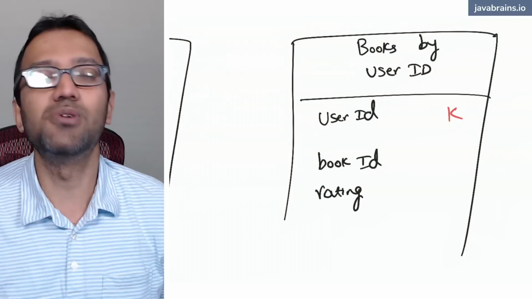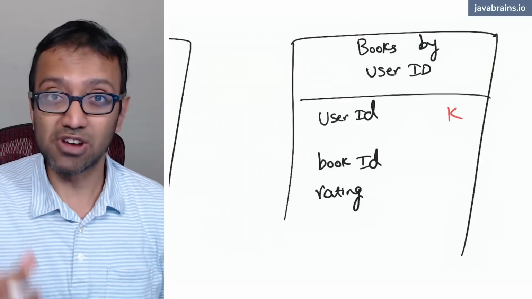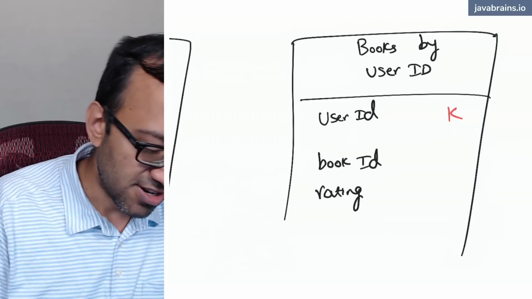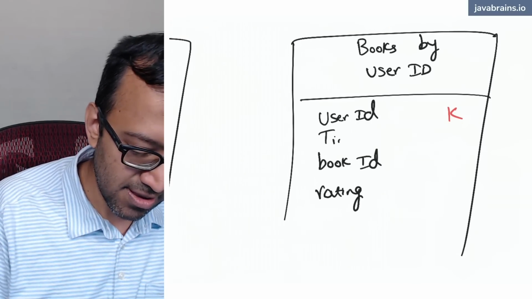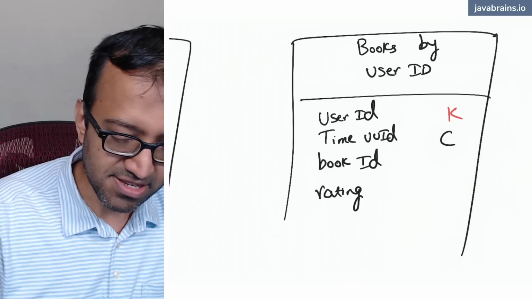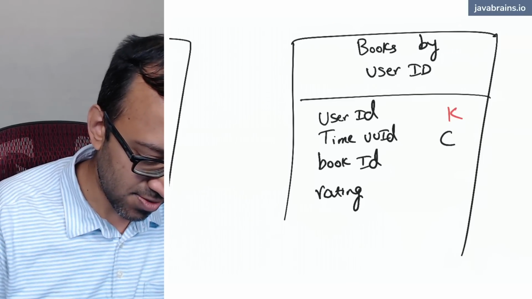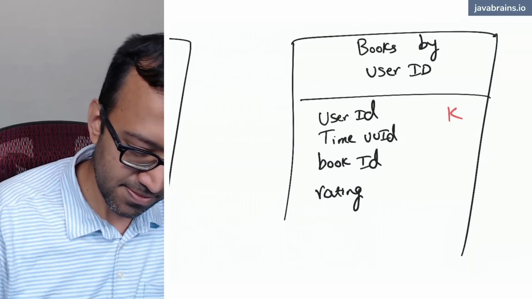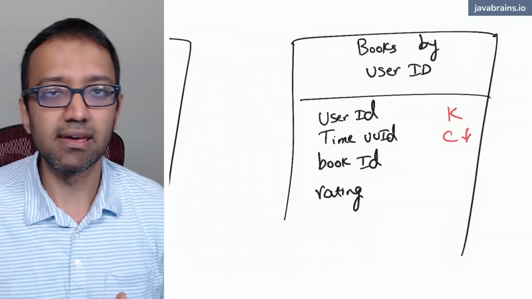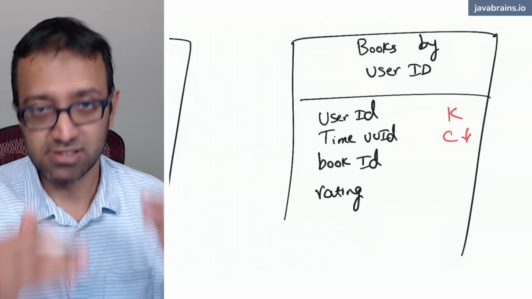Okay, so it generates a UUID based on time, and you can sort it so that the newer ones come first. So I'm going to have the time UUID value be the clustering column, and I'm going to make that descending. So it's descending by the most recently read ones, which are going to show up at the top.